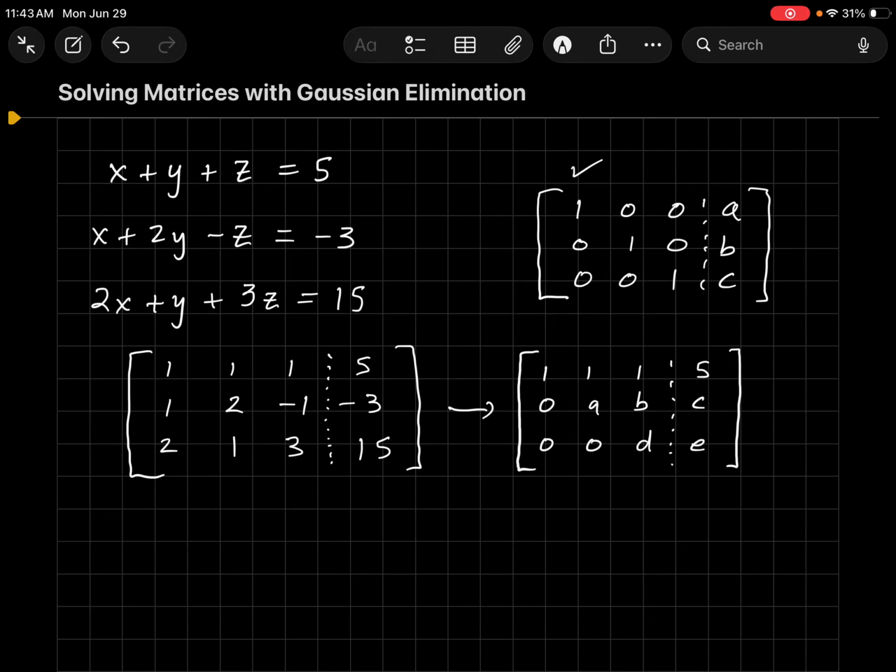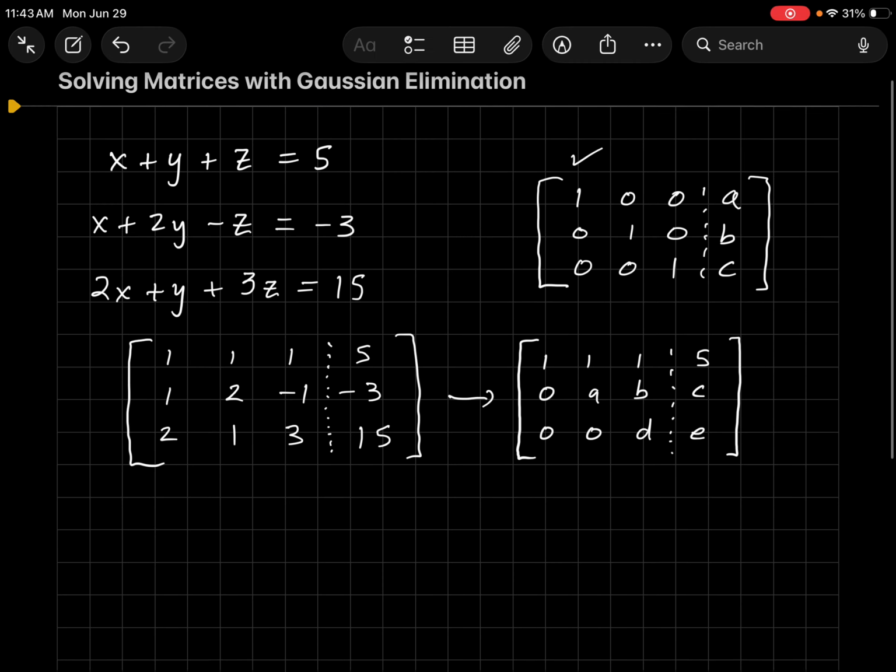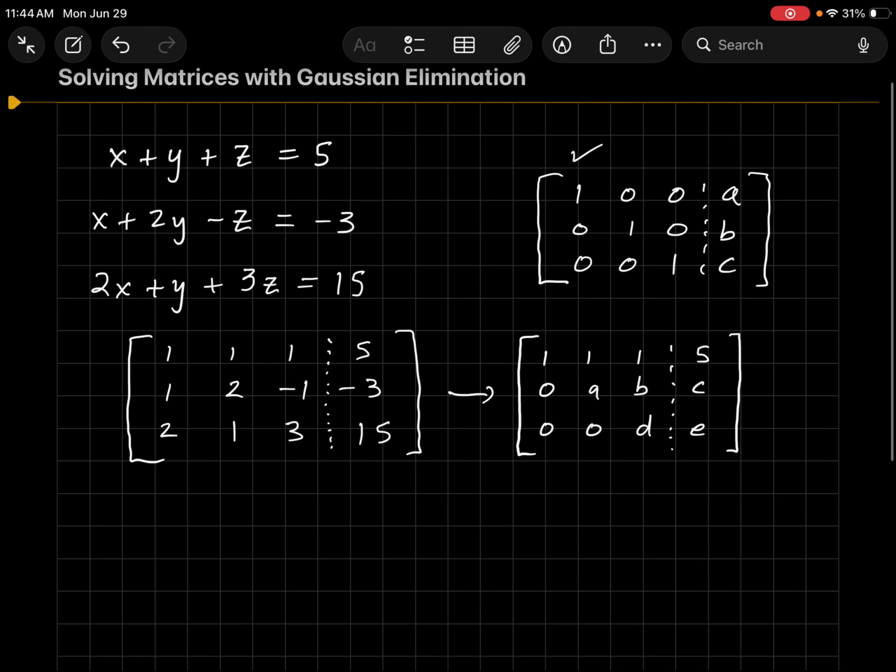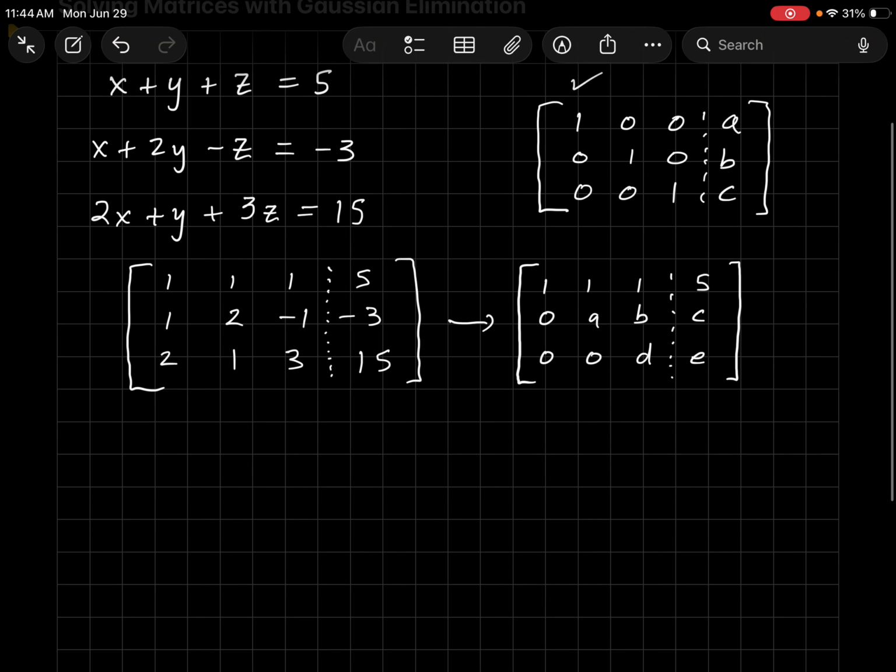So I'm going to try to reduce my matrix down to this, and then I'll solve backwards, and we'll see how this works. Now, what I'm about to show you is not necessarily the best way or the quickest way, certainly not the only way, but if you are required to solve matrices by hand, this way works. So I'm going to show you what I do.